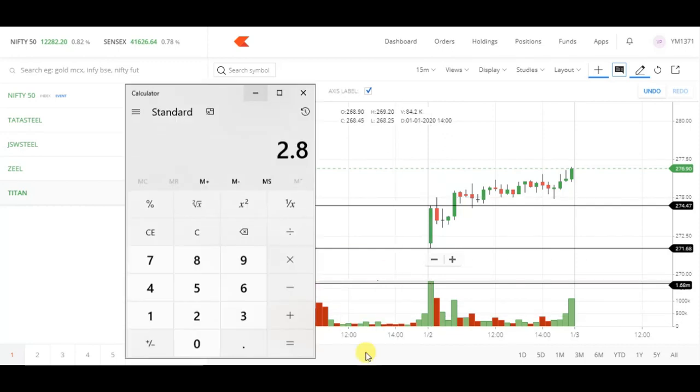So if we add the 2.8 to our high, the high is 274.75. So our target would be 277.55. If we see the further candles, we can see our target is not achieved. The high of the last candle is around 277. If our target or stop loss does not hit by the end of the day, then we'll exit at whatever price we have on the close. So we'll exit at the price of 277.